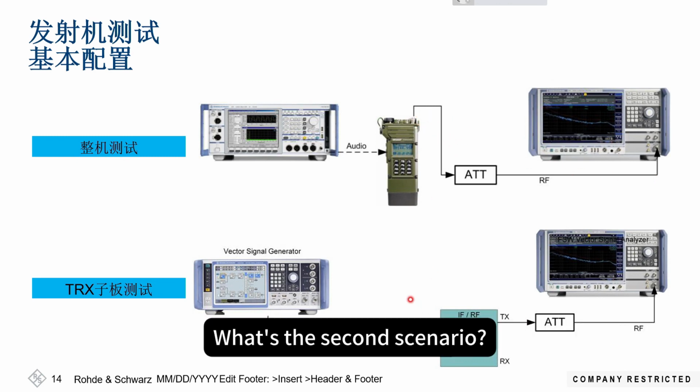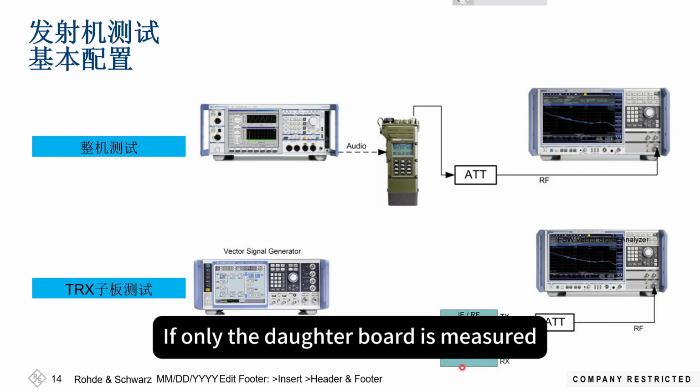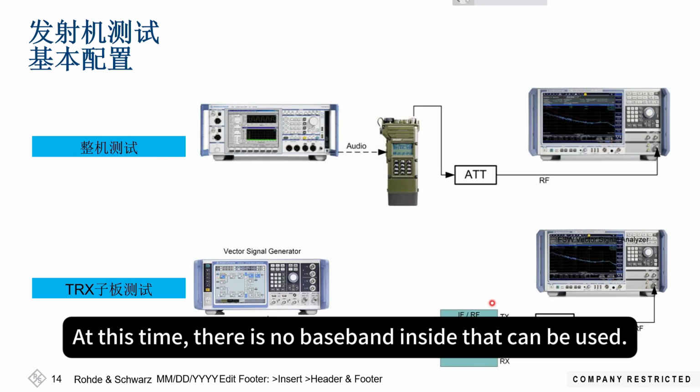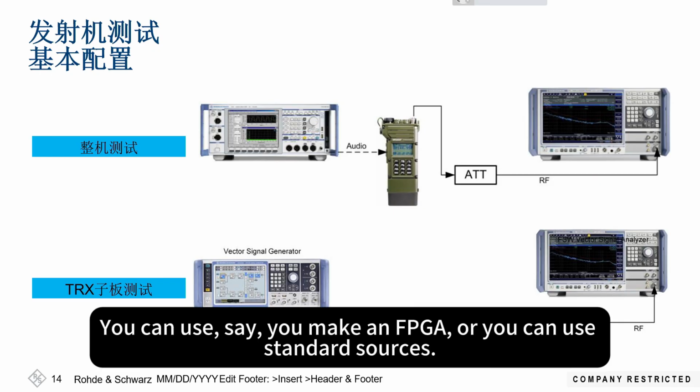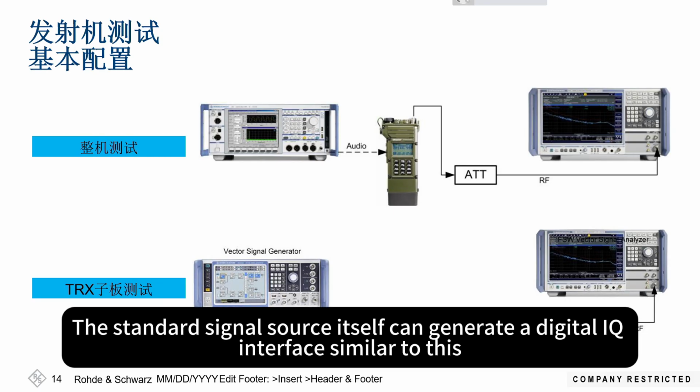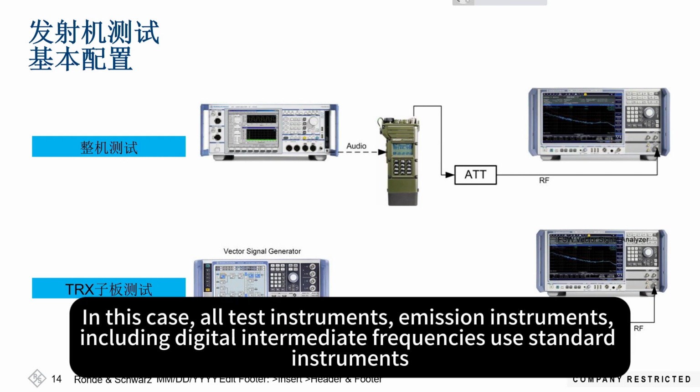What's the second scenario? The need we talked about earlier involves conversion. If only the daughter board is measured, there is no baseband inside that can be used. Then who will give this baseband? You can make an FPGA, or you can use a standard signal source. The standard signal source itself can generate a digital IQ interface similar to this. The digital IQ signal can be converted into a form that can be recognized by the radio frequency daughter board through this conversion box. In this case, all test instruments, emission instruments, including digital intermediate frequencies, use standard instruments.